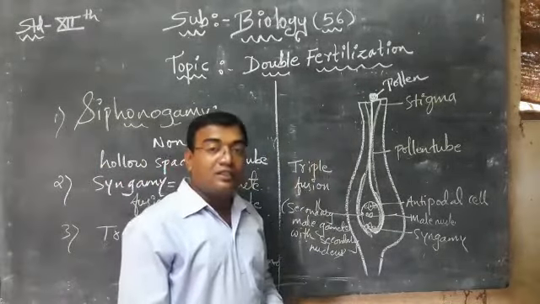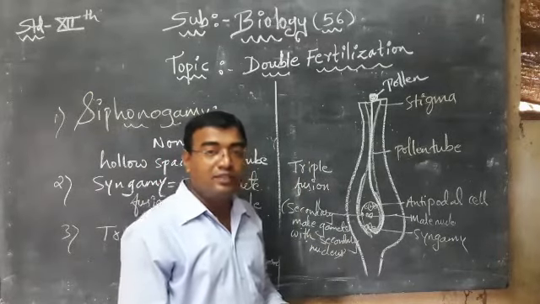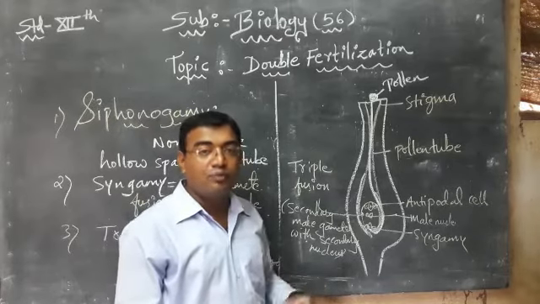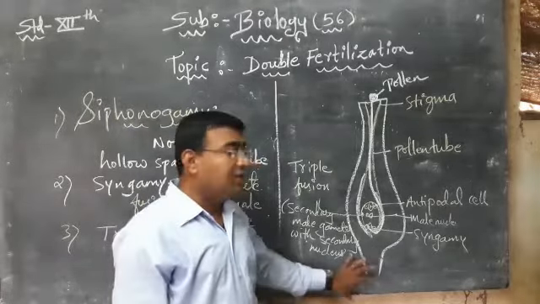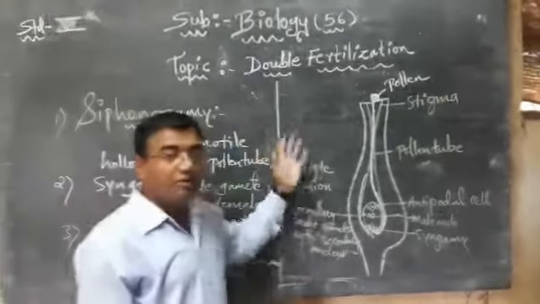Next is about the significance. Angiosperms are responsible for the formation of seed. Second, this is the characteristic feature in angiosperms to produce the seed. This feature is responsible for production of endosperm. So I hope you understood today's topic.